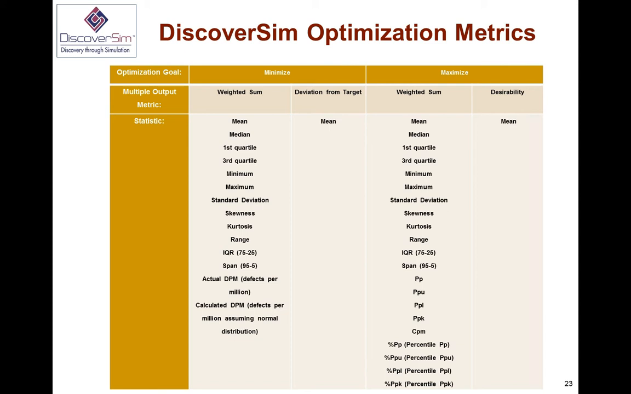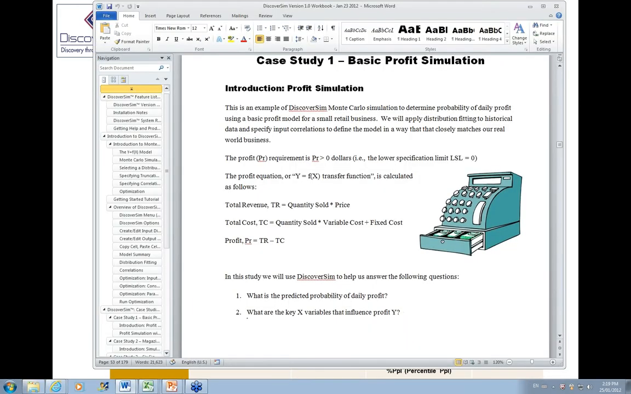I'm now going to turn to the case studies. I'm going to open up the DiscoverSim workbook to show you the case study, and then we'll go in and run it. This is a basic profit simulation. The objective is to maximize profit. It's a very simple model. The revenue is quantity sold times price. Total cost is quantity sold times variable cost plus fixed cost, and the profit is total revenue minus total cost.